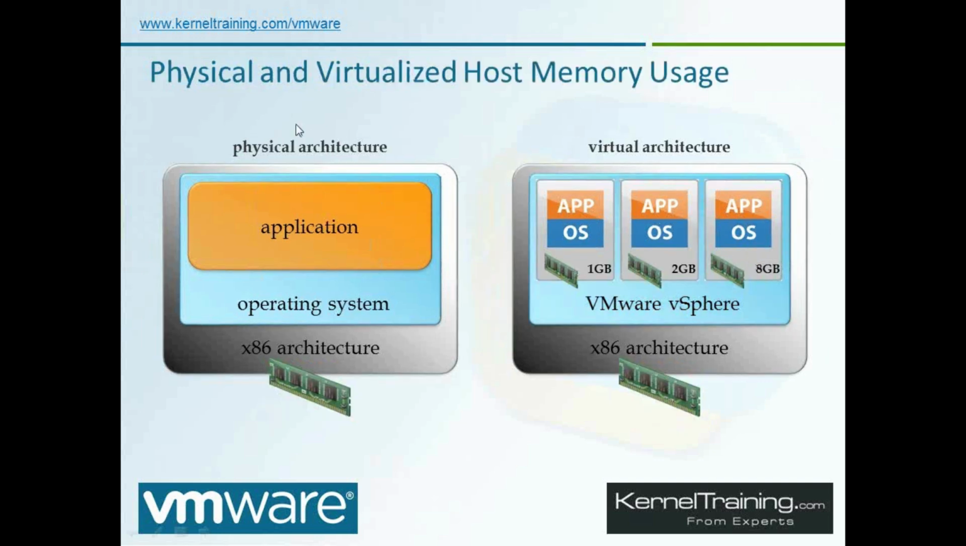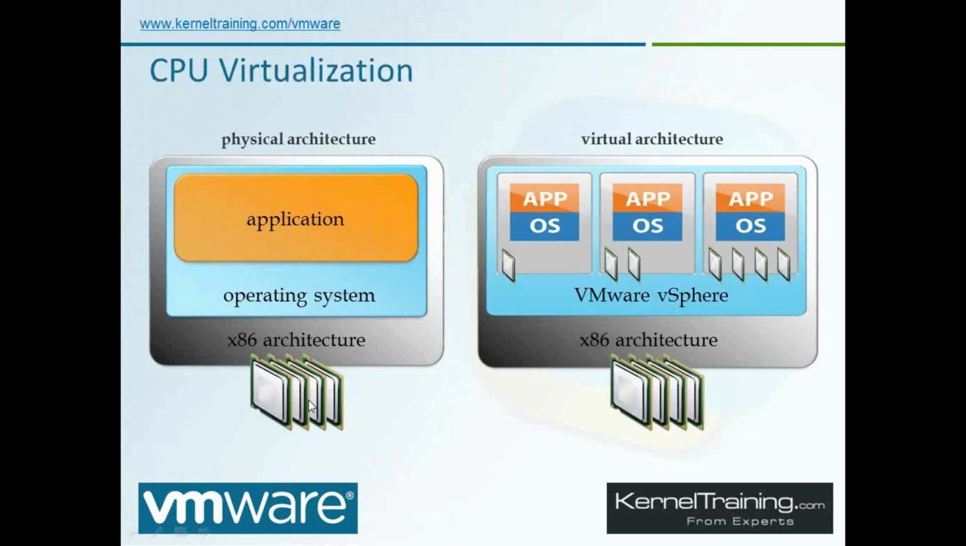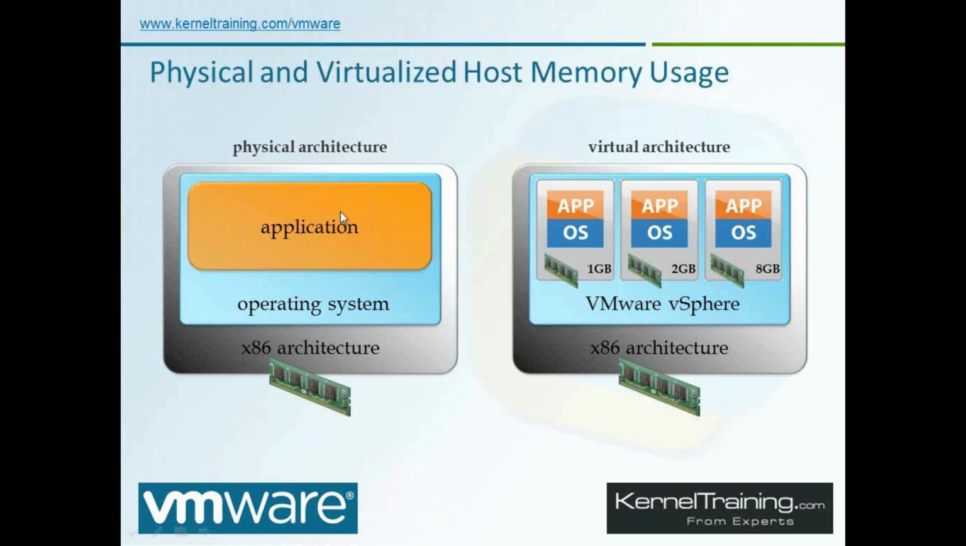Similarly, my memory would be virtualized. Earlier, in a physical architecture, 4 CPUs were working for only one machine. Here, 4 CPUs are working for many machines. In the same way, 1 RAM was working only for one application, one OS.